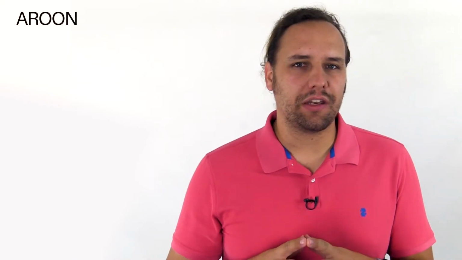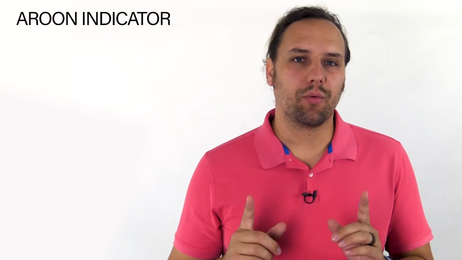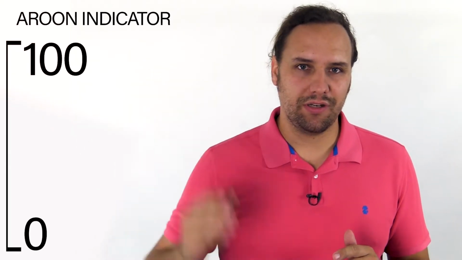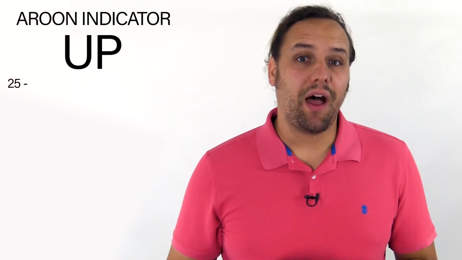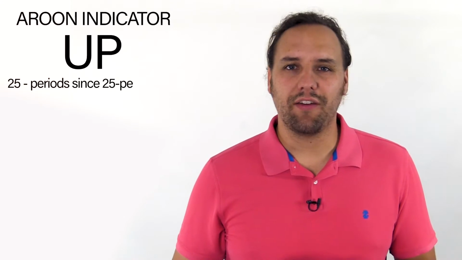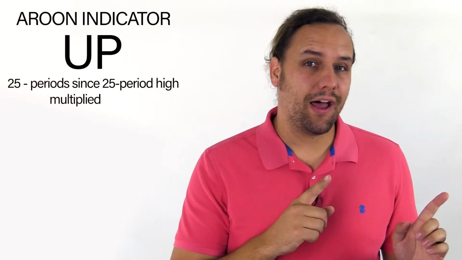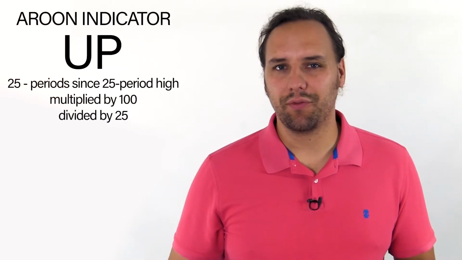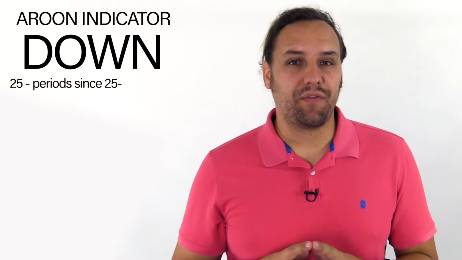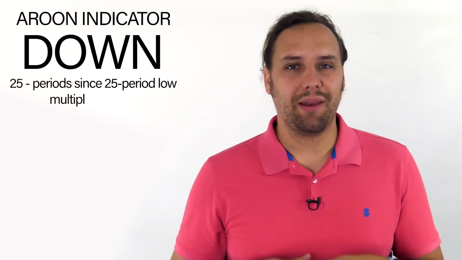So just to recap, let's take a look at how the Aroon indicator is calculated. Remember that it is an oscillator, so it operates within a range of 0 to 100. The Aroon up is calculated like this: 25 minus the period since the 25 period high, multiplied by 100, divided by 25. And the Aroon down is calculated like this: 25 minus the period since the 25 period low, multiplied by 100, divided by 25.